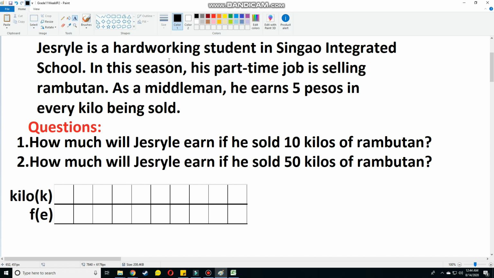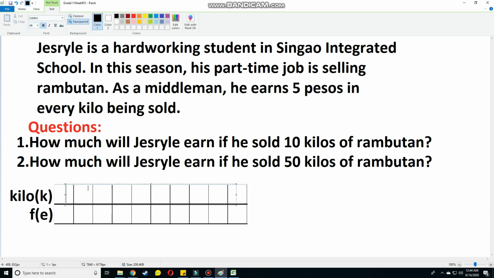As we all know, based on our worded problem, as a middleman, he earns 5 pesos in every kilo being sold. So meaning, if Jasril is able to sell 1 kilo, he will earn 5 pesos. Okay? And then let's continue. Then how about in every 2 kilos? 3, 4, 5, 6, 7, let's say 8, 9, and let's have 10. Okay, in 10 kilos, let's see what would be Jasril's earning.